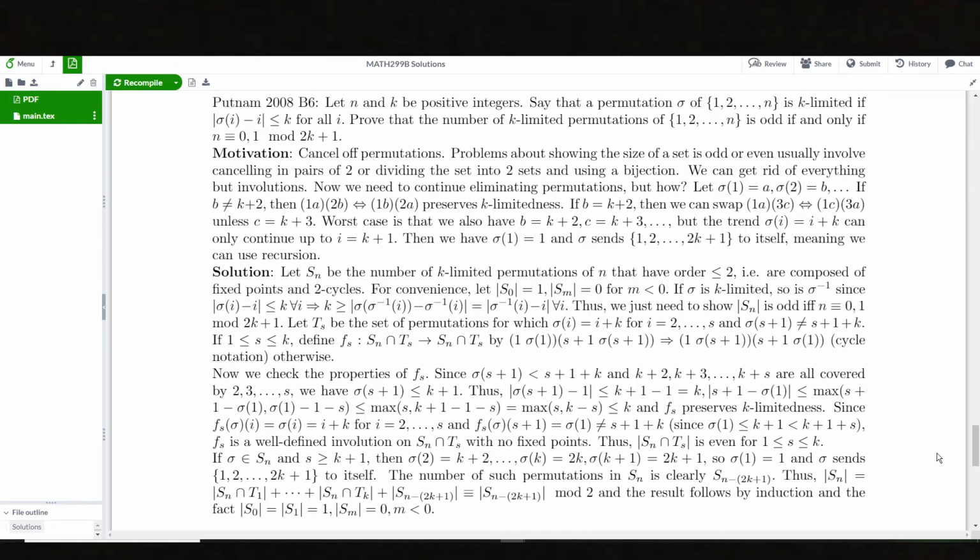This is a parity problem. We want to count the number of k-limited permutations and prove the number is odd or even under very specific cases. So how do we do this?